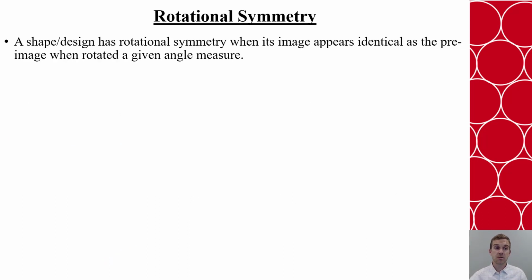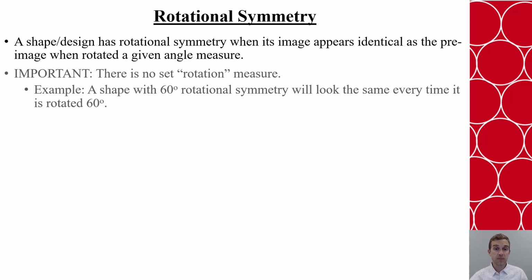With rotational symmetry, the shape or design has that rotational symmetry whenever the image appears identical to the pre-image whenever it's rotated a very specific angle measure. The key thing to remember is that there's no set rotation measure. It's whatever is based on that given shape to make that work. For example, there may be an image where the shape takes a 60-degree rotational symmetry. So every time it is rotated 60 degrees, it still looks like the exact same shape.